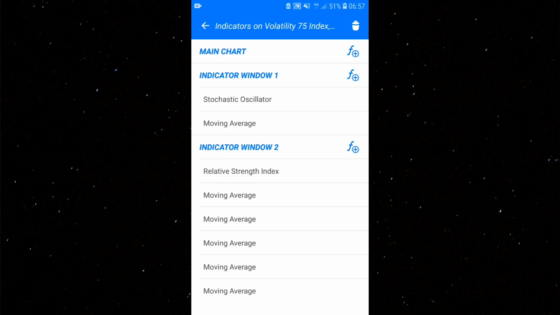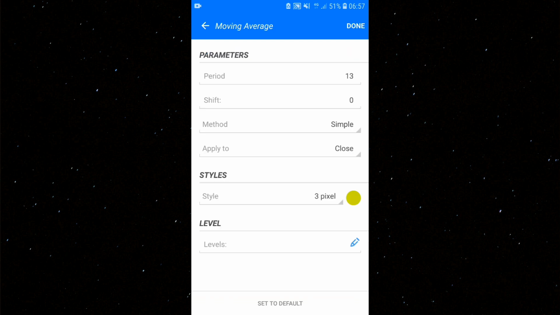Okay, let's go to the last moving average on the indicator window number 2. So the last moving average on indicator window number 2 has to have a period of 13, shift 0, method simple, apply to close, styles 3 pixel and the color is green. It is green, and you put done.